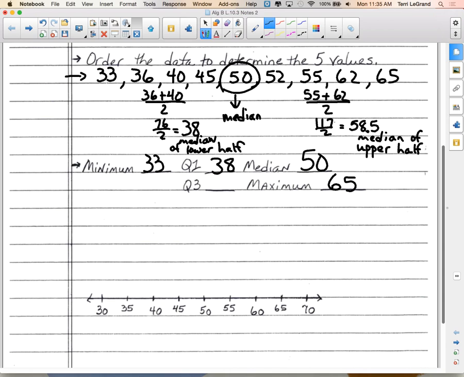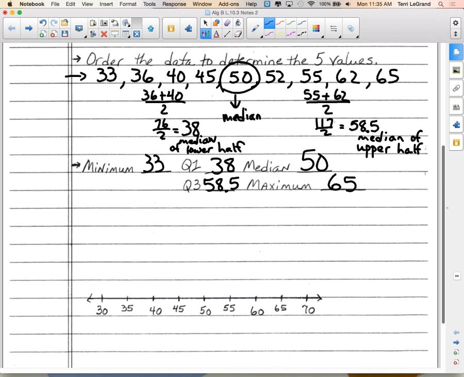Do you agree with me? I say the quartile 3 value is 58 and a half, 58.5. 55 and 62 are the middle values of the upper half. Add them together, divide by 2. We have the median of our upper half, which becomes our quartile 3 value.